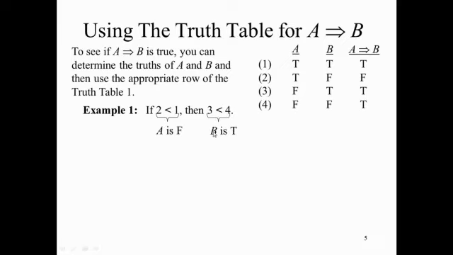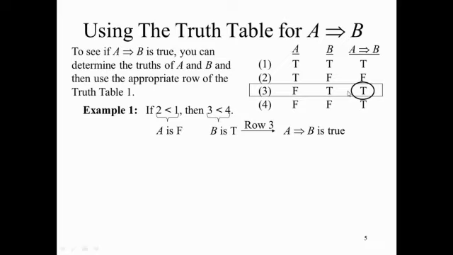Now look at the truth table, and can somebody tell me what row of the truth table we are in if A is false and B is true? Row 3. And if you look at row 3, it says that A implies B is true. And therefore, we have just done our first proof. How about that? Look at the truth of A, the truth of B, determine where you are in the truth table, and determine the truth of A implies B.